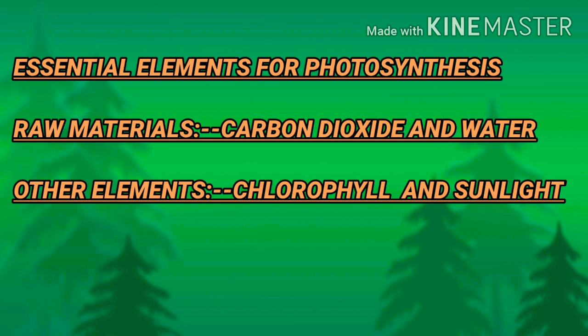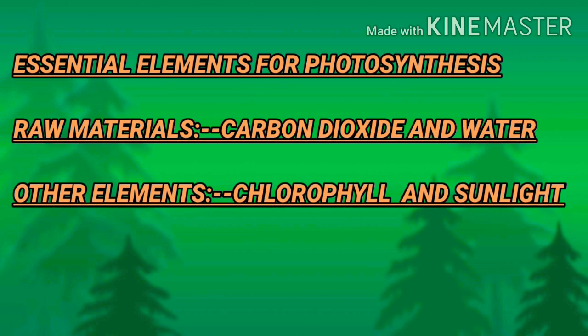Now what are the raw materials for photosynthesis, or what are the essential elements for photosynthesis? The raw materials are carbon dioxide and water. They are considered raw materials because they combine together and form glucose. And after that, the other materials are chlorophyll and sunlight. They are also very essential elements.